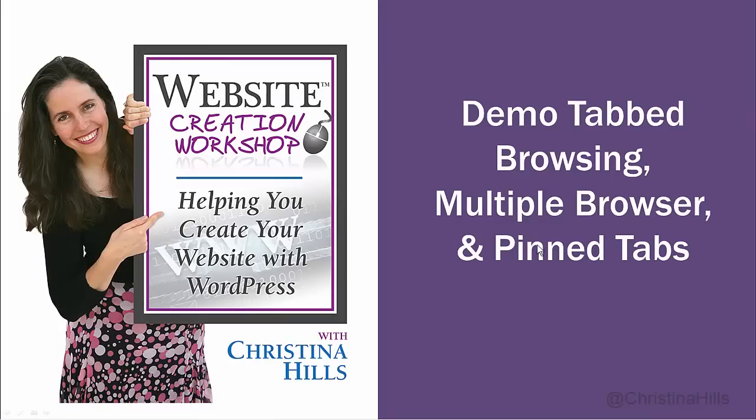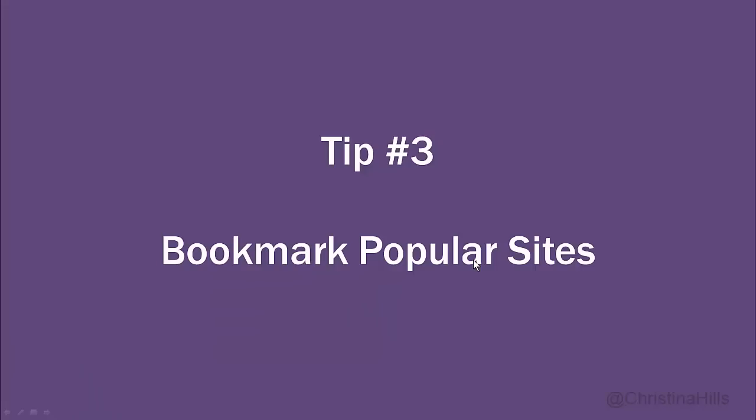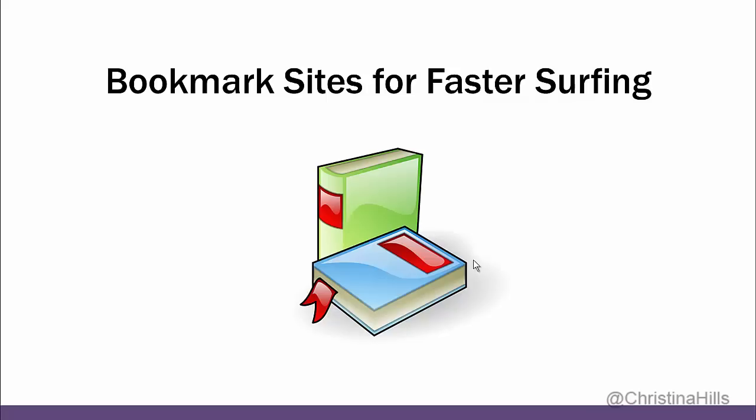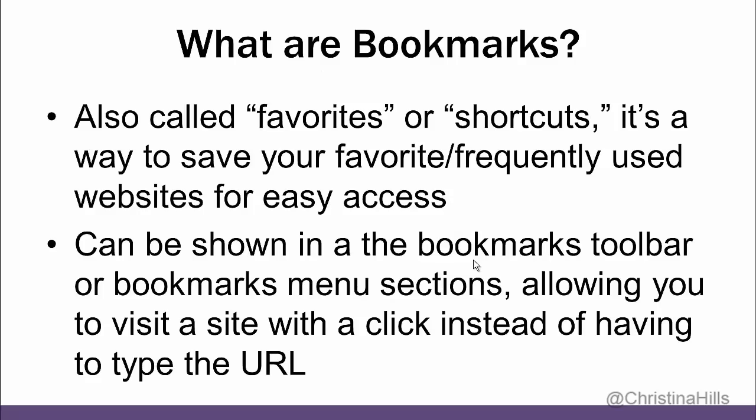All right, so I finished demoing that, and again, I'll take more questions at the end. Tip number 3, bookmark popular sites. So you want to bookmark sites for faster surfing. And what are bookmarks? Bookmarks are also called favorites or shortcuts. It's a way to save your favorite, frequently used websites for easy access. It can be shown in the Bookmarks toolbar or Bookmarks menu section, allowing you to visit a site with a click instead of having to type the URL.